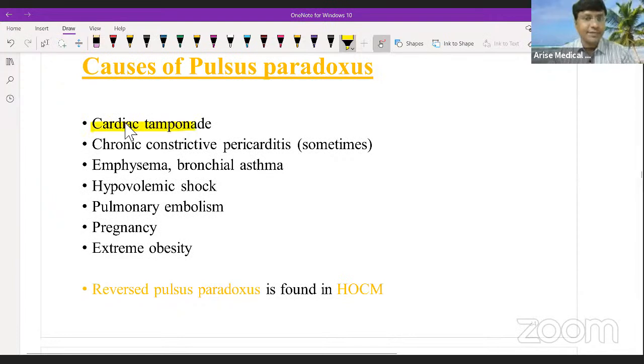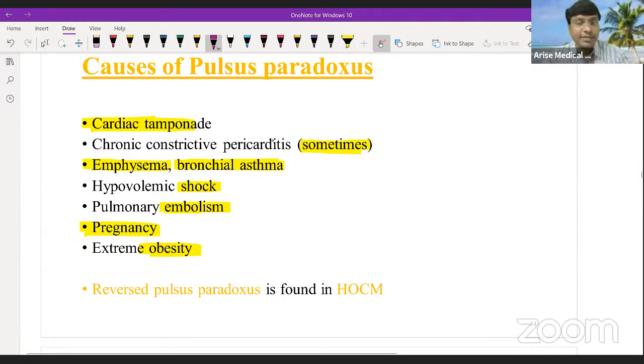Cardiac tamponade, I have said. And severe COPD, emphysema, bronchial asthma, that is status asthmaticus, hypovolemic shock, pulmonary embolism, morbid obesity, pregnancy. Very, very rarely, sometimes you will see that in case of chronic constrictive pericarditis.